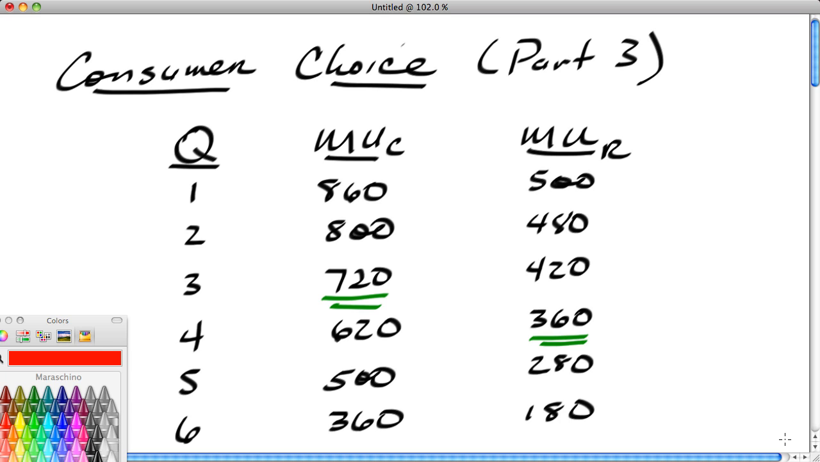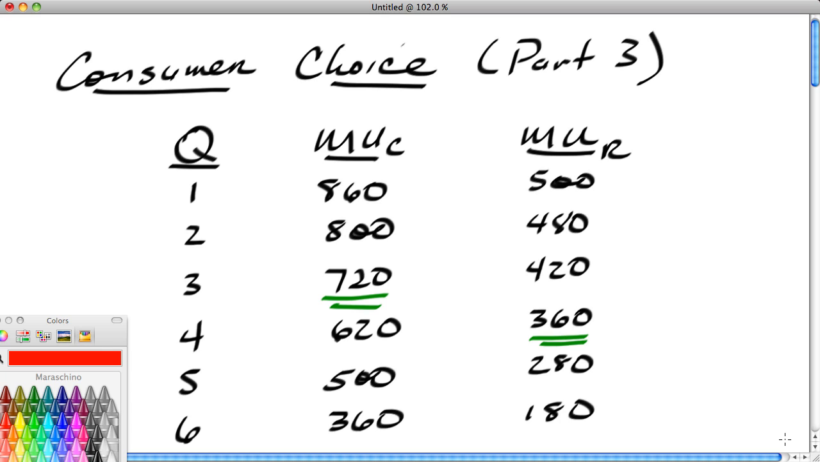What we see here is that as the buyer drinks the first cup of coffee, the buyer would receive 860 utils of satisfaction. If the buyer were to eat the first roll, the buyer would enjoy 500 utils of satisfaction. We also notice in the table that as the buyer buys more units of each product, the marginal utility diminishes. In the case of coffee, 860, 800, 720, and so on. This is the law of diminishing marginal utility, which is the idea that as a person consumes more of a particular product, they receive less and less satisfaction from each subsequent unit.